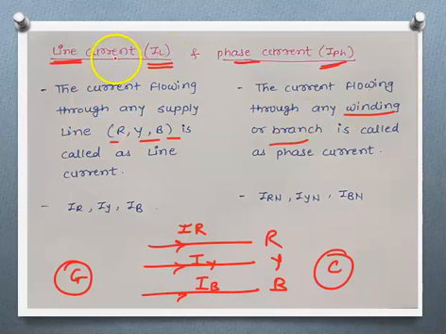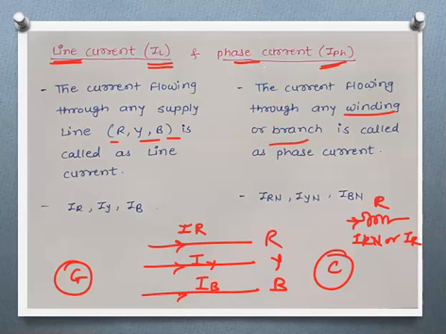This is within the supply lines, and this is within the winding, called the phase current. The current flowing through each winding is known as its phase current. Suppose the current is flowing through the R phase winding, then the current flowing through this R phase winding will be either IRN or simply IR, because it is flowing through this R phase winding. This is the difference between line current and phase current.